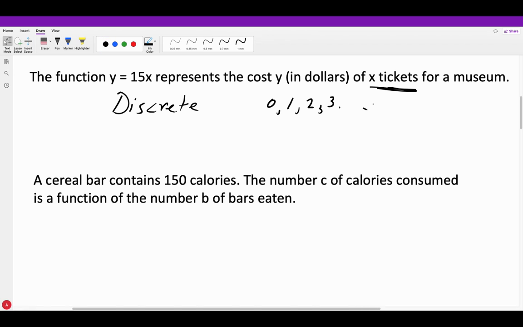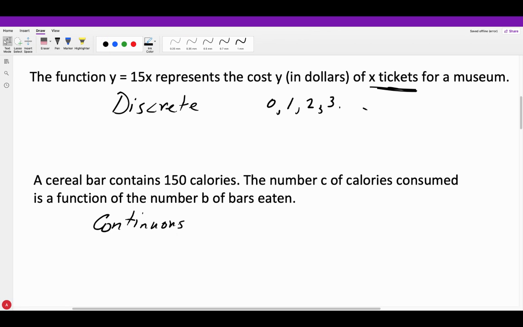Whereas the next one says a cereal bar contains 150 calories. So the number of calories consumed is a function of the number of bars eaten. Well, I can eat a whole bar, or I can take the bar out and eat half of it now and save it for later. Or I can maybe take a bite, like, oh, I actually don't like this, and give it to someone else. So since we can eat a portion of the bar, a percentage or a decimal of the bar, this is continuous.